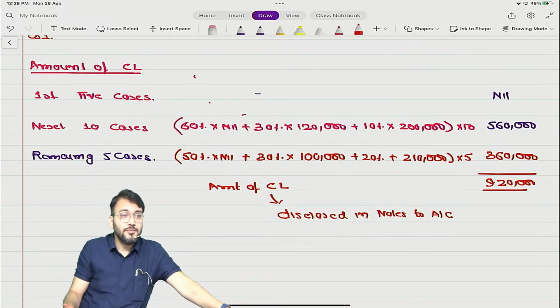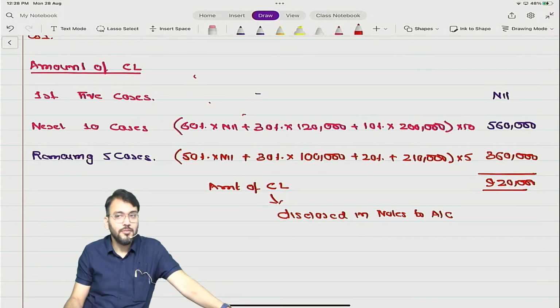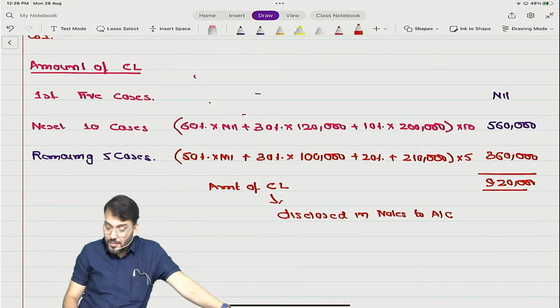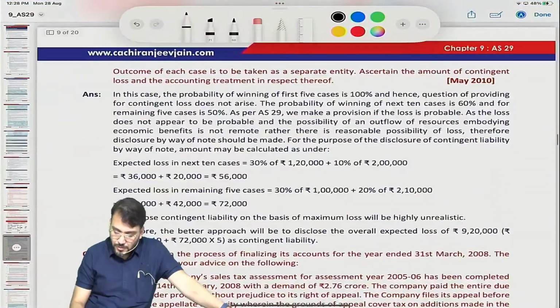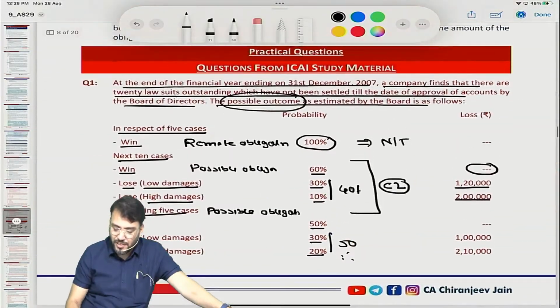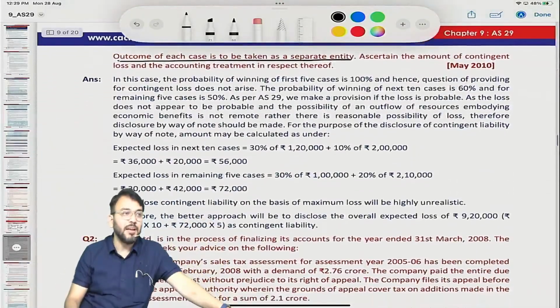Write on MRQ. In question number 1, write on MRQ. MRQ means what? Must revise question before exam. Now let's see the answer first. Answer. At this point I have not read because I was knowing this point. Outcome of each case is to be taken as a separate entity, means all outcomes are different. Means this is for 10 different cases they want to say. Therefore we have to multiply by 10.